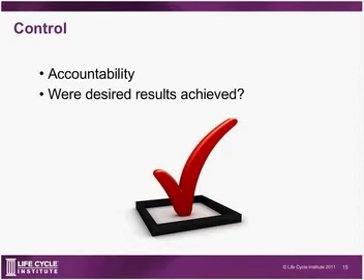Finally, we want to use our control piece and make sure that we have accountability to our process. Once in the improve piece, we implement action plans to address the losses and the usage of TDA. Now in the control piece of the DMAIC process, we're evaluating whether or not the actions that we put in place are allowing us to achieve our desired results.